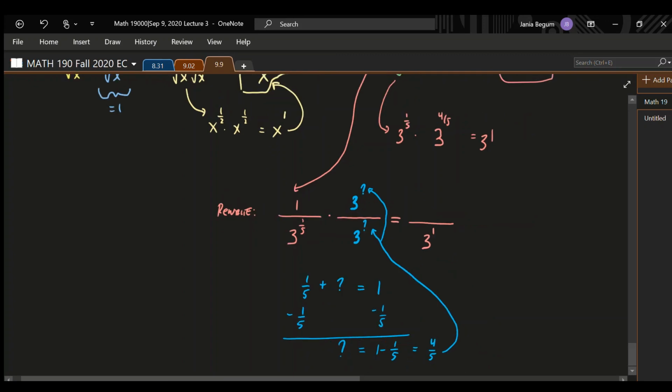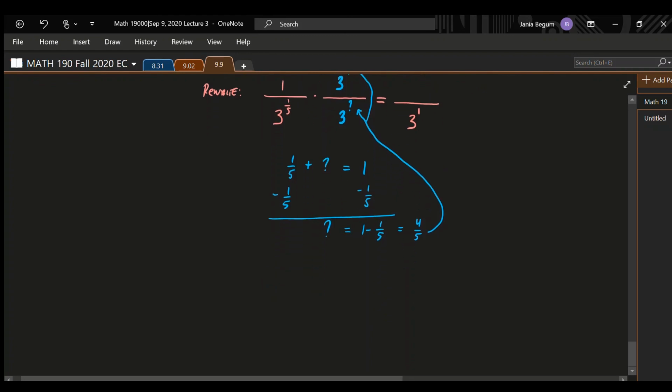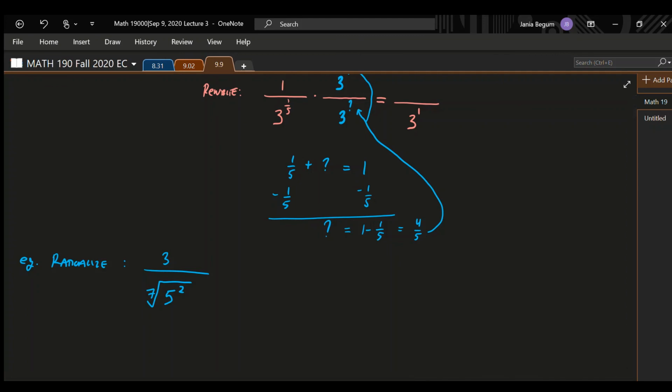Okay, let's try another one. So here's another example, rationalize. Say you have 3 over the 7th root of 5 squared. I want you to remove the radical from the bottom. So rationalize and then we'll go over it.